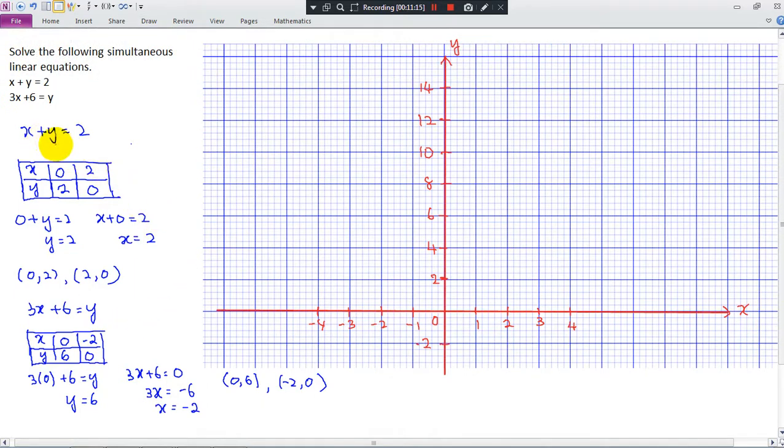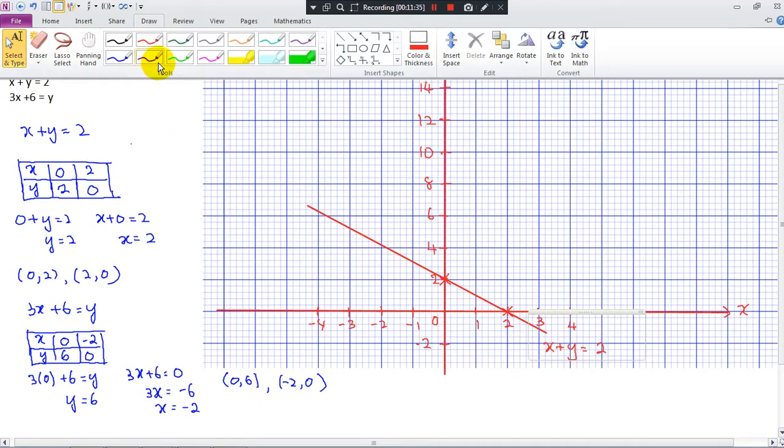Okay, I plot the points for this one first. 0, 2 will be here. 2, 0 will be here. Okay, let's connect these 2 points together. Okay, so this is the graph of x plus y equal to 2, and we go to the second equation.